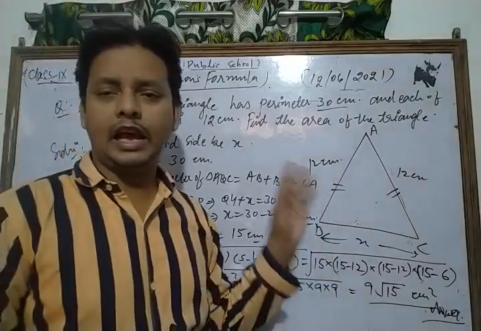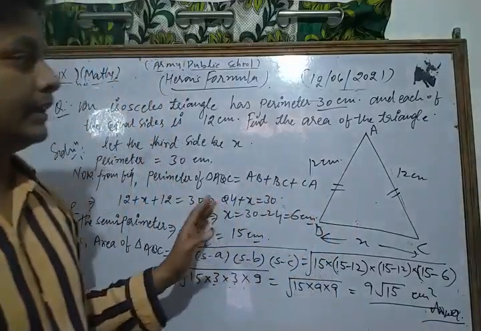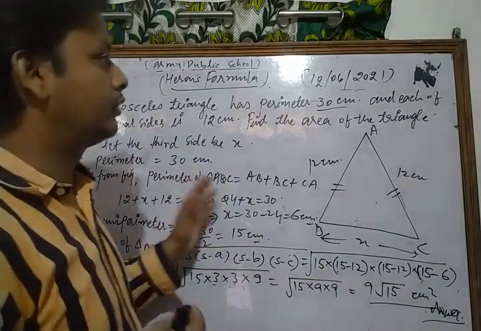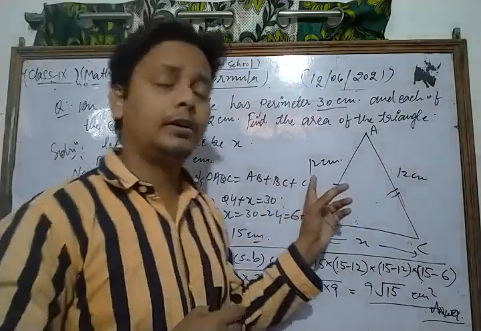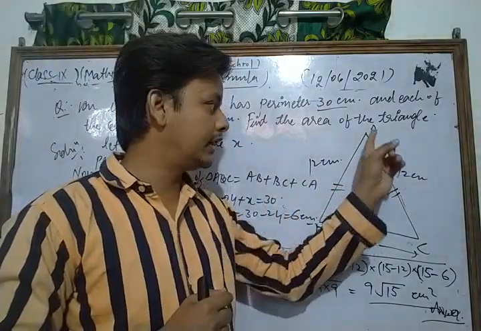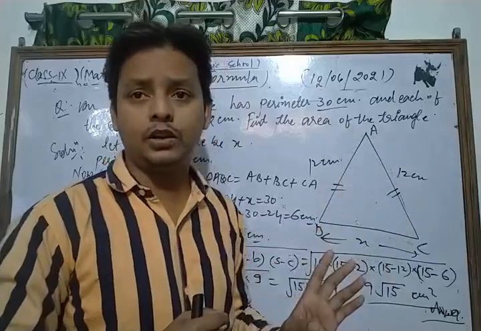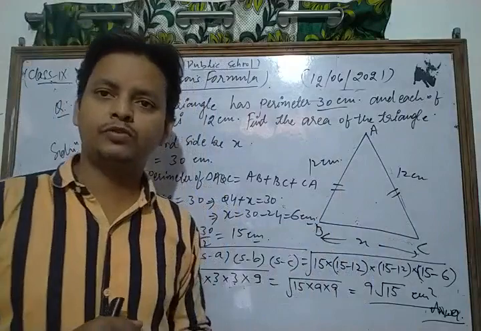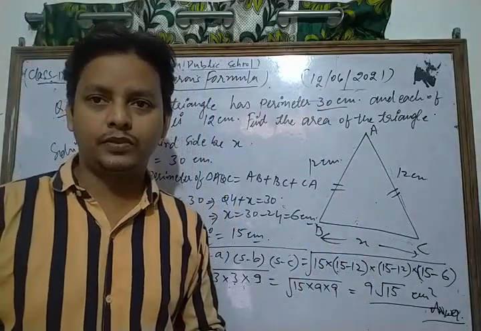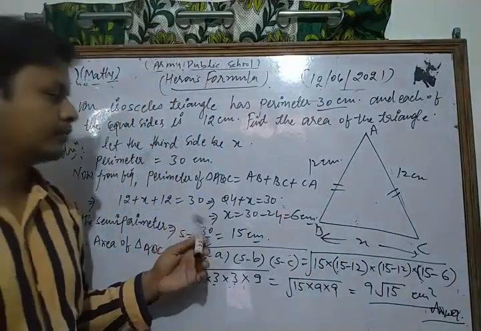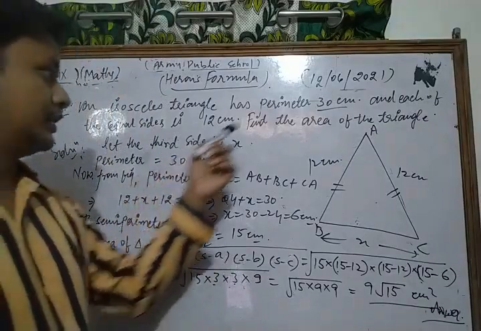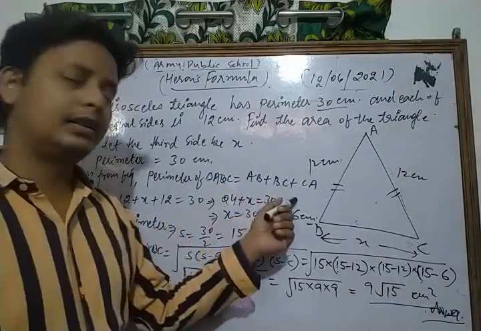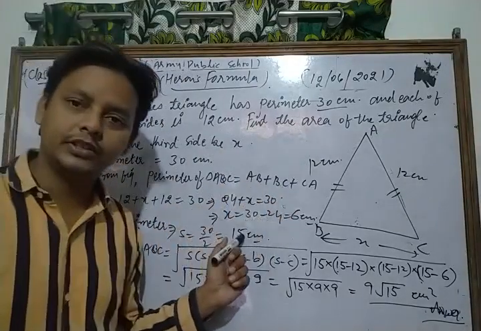Dear students, here an isosceles triangle is given, and you know that in an isosceles triangle two of its sides are equal to each other. So here each of the equal sides is given, which is 12 centimeter. So we take AB as 12 and AC as 12. Now we take the third side as x, because in Heron's formula we require all three sides of the triangle. The perimeter is given, which is 30 centimeter. Perimeter means the sum of all sides, so from there we find the third side, which we take as x.